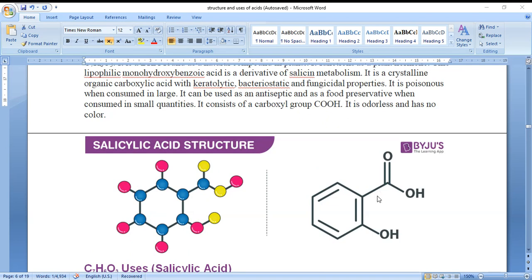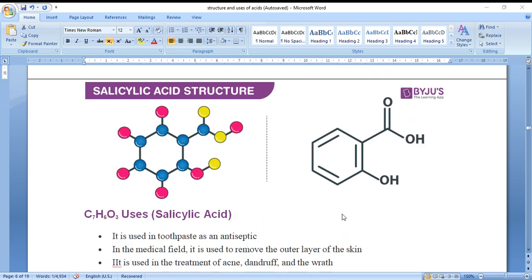Just now ma'am told it is poisonous, but again she is telling that it is a food preservative. Why? Because salicylic acid, when taken in very small quantities, acts like a preservative. When taken in moderate quantities, it acts like a fungicide. But when a large quantity is consumed, it will definitely act like a poison. I think you people got my point, isn't it?